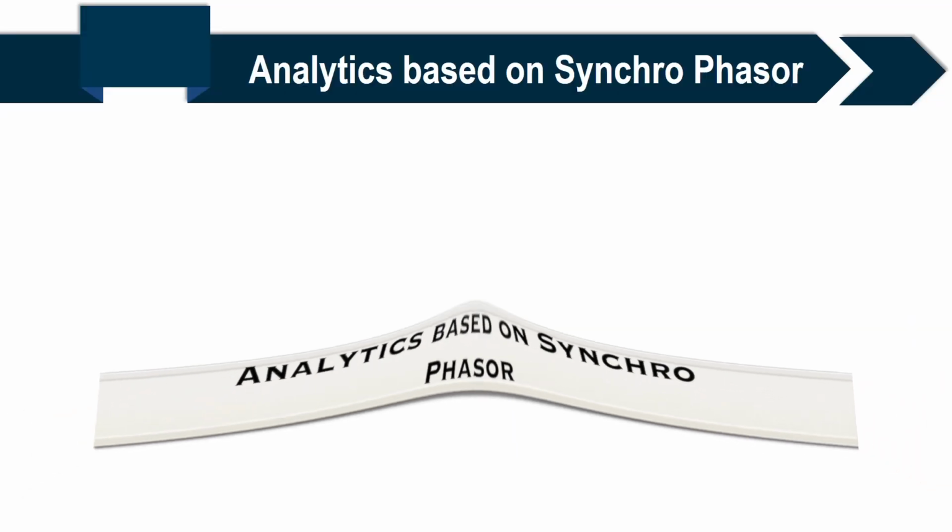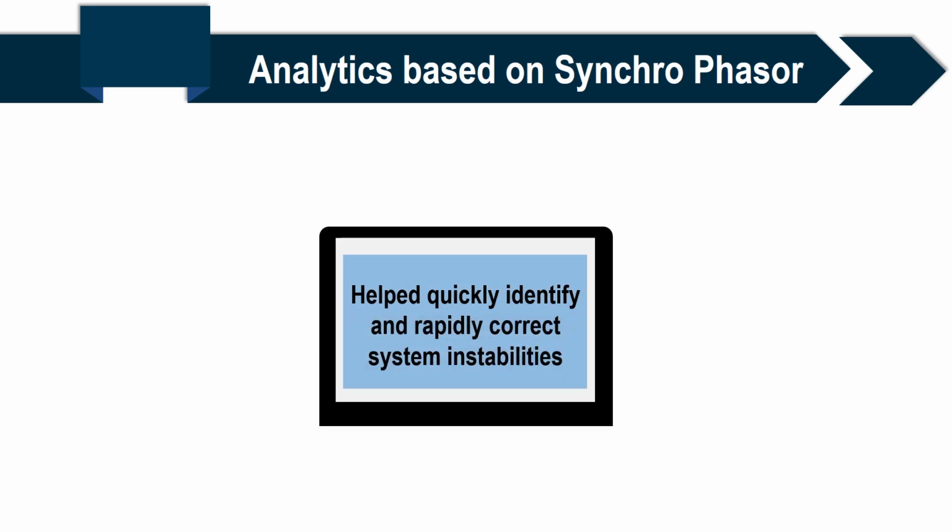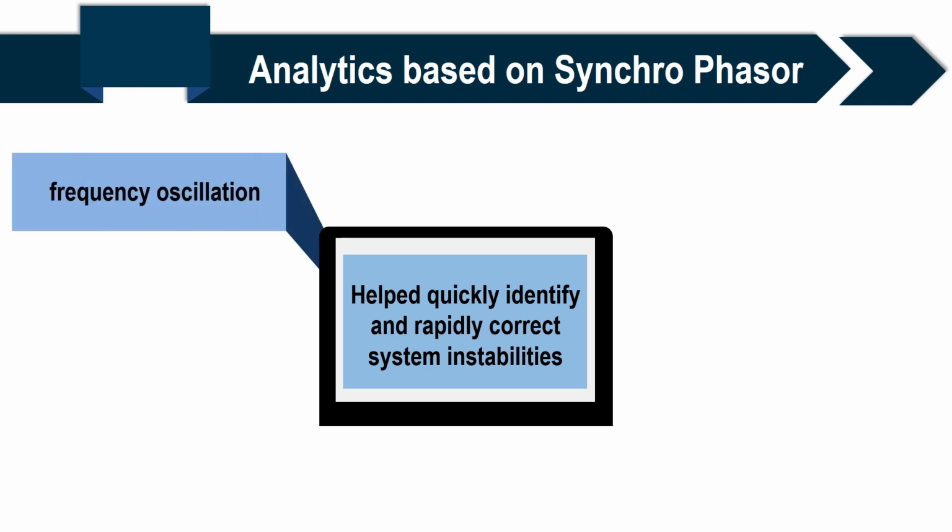around synchrophasor. It helped quickly identify and rapidly correct system instabilities. For instance, if there are issues in frequency oscillation, as it is sampling at a very high rate and sending the data for the analytics, analytics can process that information and provide the corrective actions.